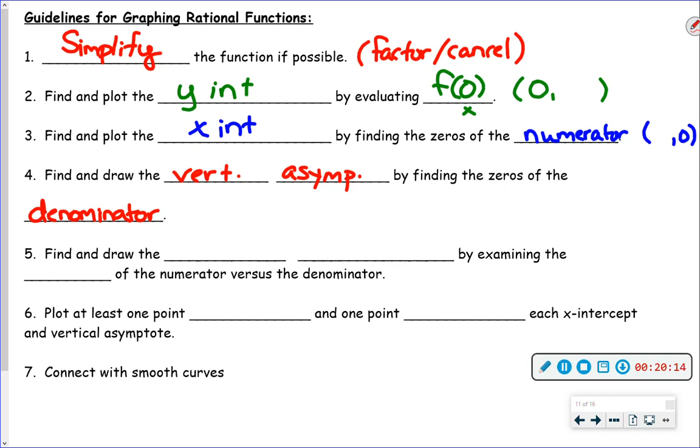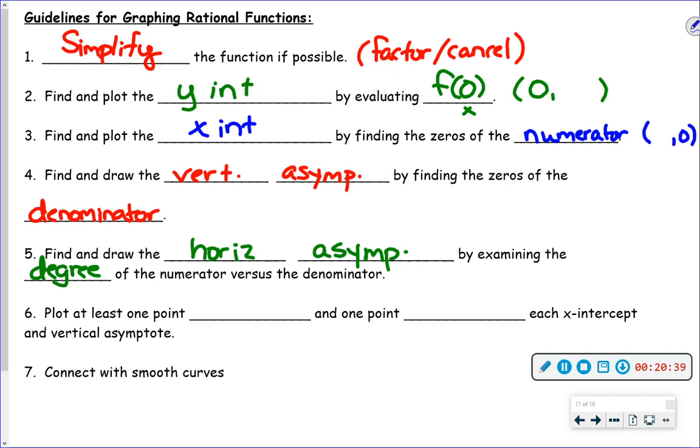Then I do the horizontal asymptotes. Not that those are tough, but it takes a little more thought process. By examining the degree. So much vocab. Now remember, degree is your highest exponent. And then it's just a matter, this is just a long-winded way of saying, make your T-chart.